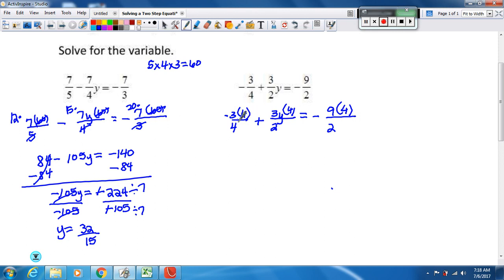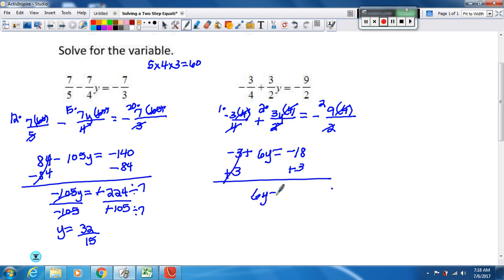4 divided by 4 is 1, so you've just got 1 times negative 3, which is negative 3, plus 4 divided by 2 is 2, so you've got 2 times 3y is 6y, equals, we've got a negative sign here. 4 divided by 2 is 2. 2 times negative 9 is negative 18. I add 3 to both sides to get your variable.